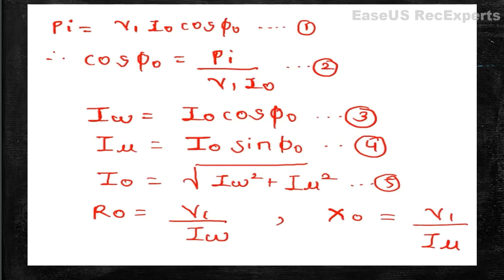Combining IW and I mu, the formula for the no load current can be written as I0 is equal to under root IW square plus I mu square. Similarly, the formula of resistance can be written as R0 is equal to V1 upon IW. Similarly, the formula for X0 is equal to V1 upon I mu. Hence, by using an open circuit test, we can find all these parameters.